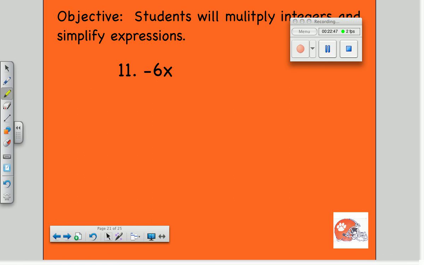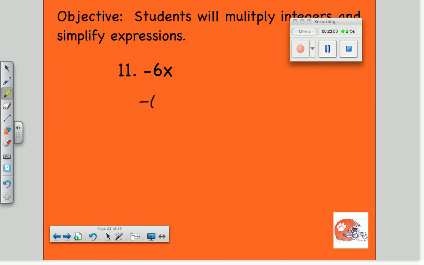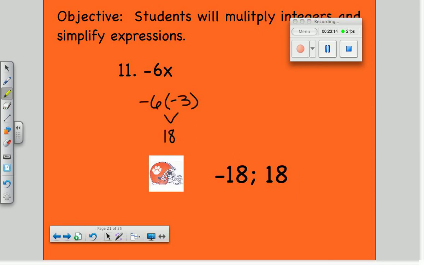Negative 6x. I think we're going to skip these, a couple of them. Well, x is negative 3. I'll go ahead and do this one real quick. Negative 6 times negative 3. Substitute. X is negative 3. A negative times a negative. Hate to hate. Positive. Love. 6 times 3 is 18. They also want the opposite of what it is. Sorry, I didn't read the directions clearly. So it's negative 18 and 18. Okay?